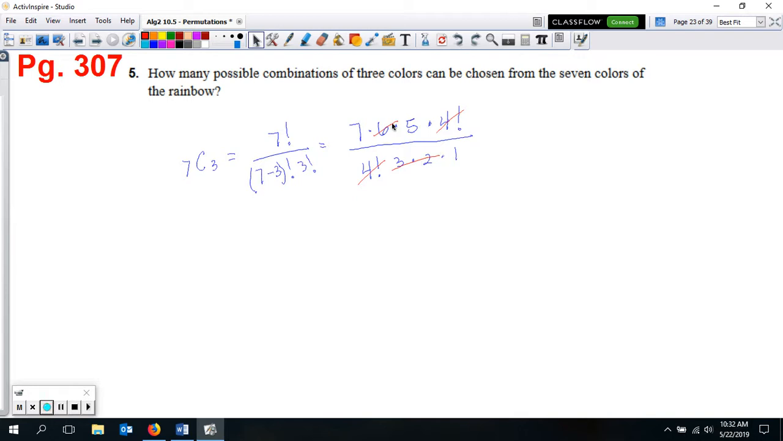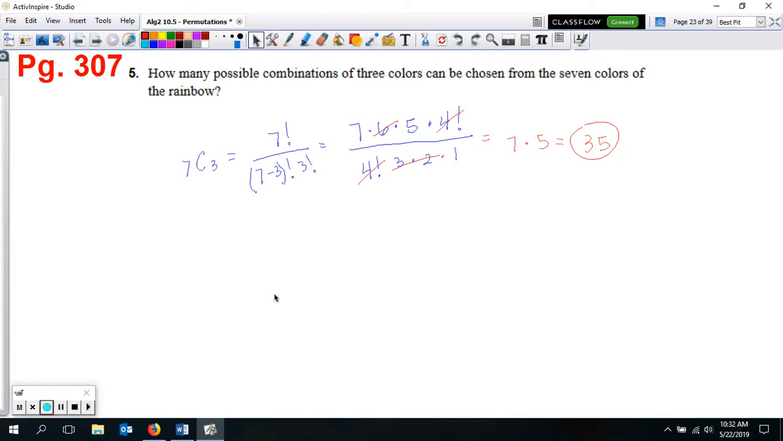We can cross both of those out with the 6 above it. So just a little quick cross canceling. What we have left now is 7 times 5 on the top and just 1 on the bottom. So the answer is just 7 times 5, which is 35. So there's 35 ways in which that's possible.